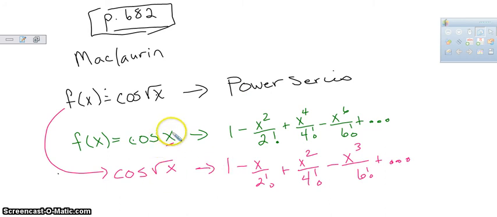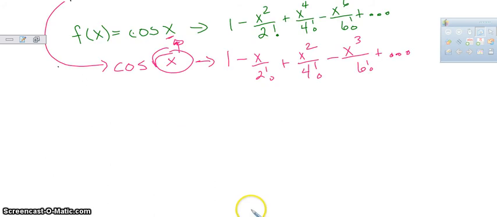Basically you're substituting the square root of x in for x. Sometimes the algebra is a little bit harder, but that's all you're doing. Let's try when you have to multiply two of them, like say e to the x times the arctan of x. This one is a little bit harder when you have to multiply or divide.